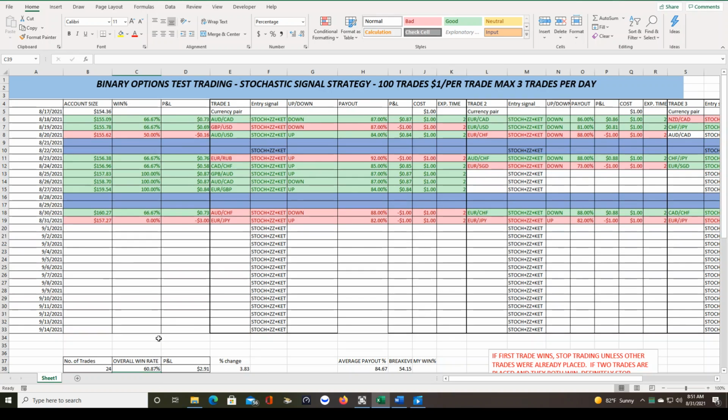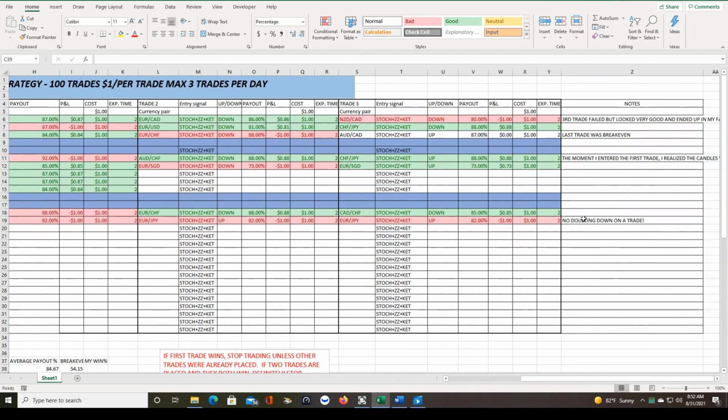My average was 70% as of yesterday. So it dropped almost a whole 10%, really about 9%, because of today. And the loss is $3. That's obviously the largest loss that I've had so far. And let's see what else we can get from this. Yeah, you could just see the individual trades. And then I also wrote down afterwards, no doubling down on a trade.